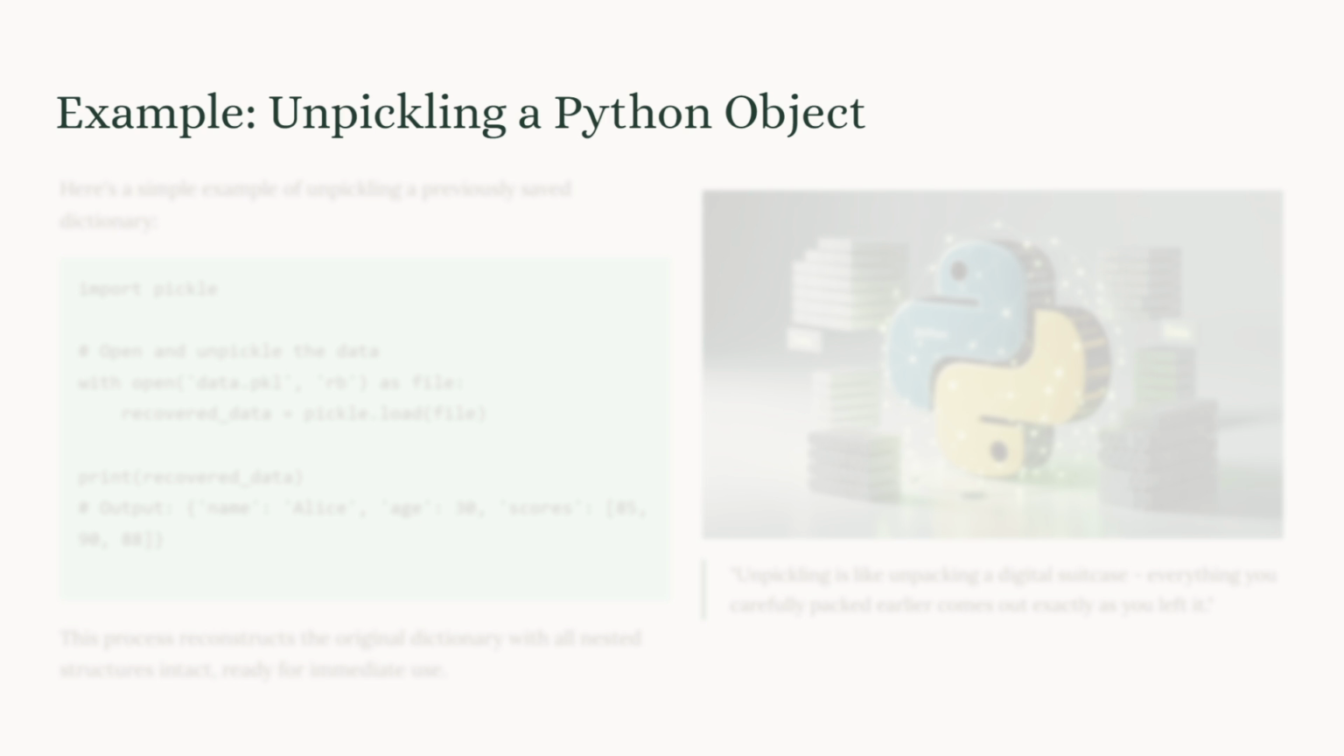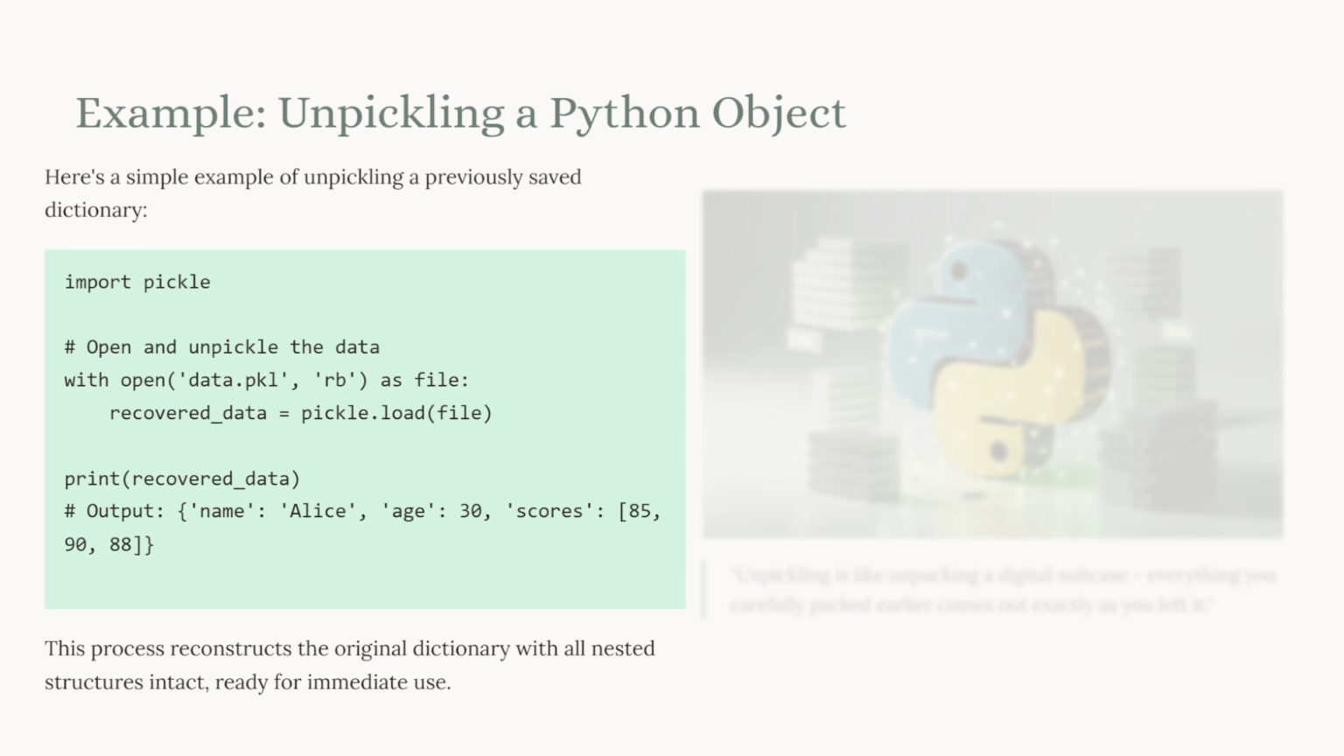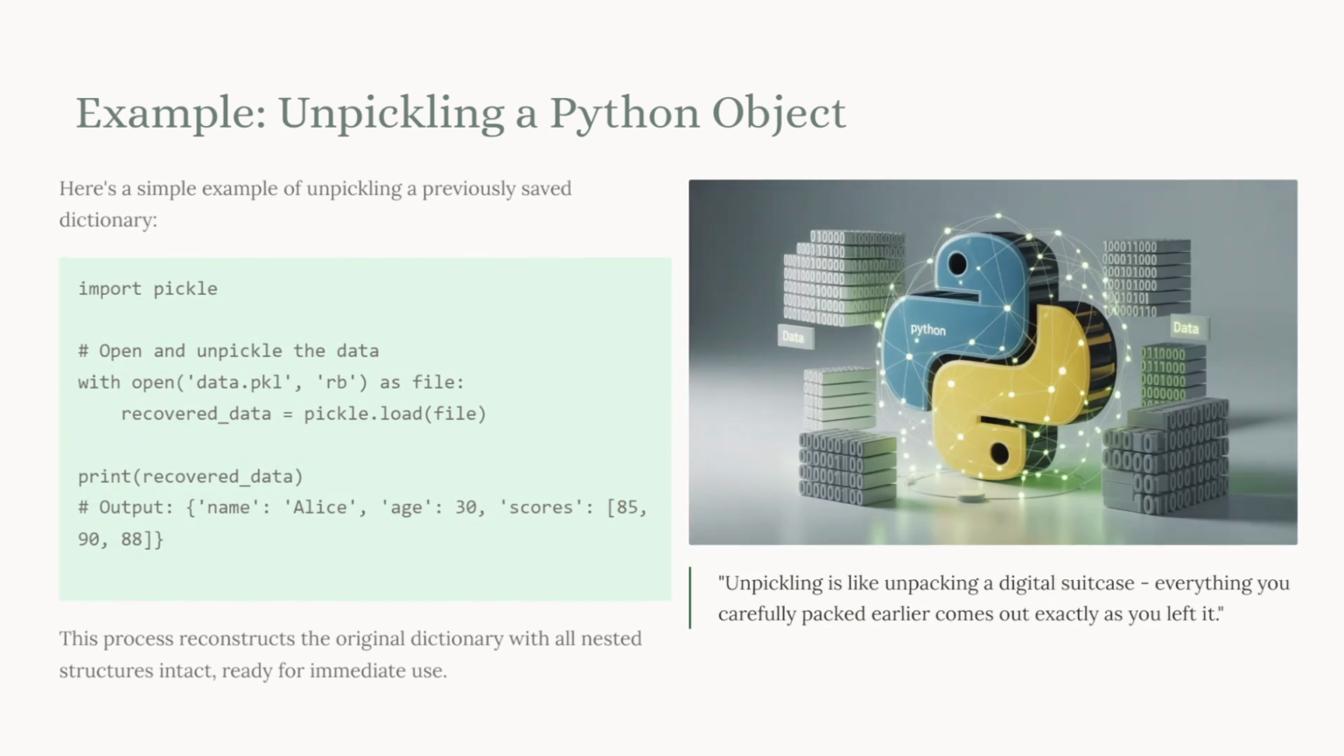So here's an example of unpickling a Python object. Here's a sample code of unpickling a previously saved dictionary, where this process reconstructs the original dictionary with all nested structures intact and ready for immediate use. We do the import pickle, and then we open and unpickle the data, and then we get this output. Try this out in your VS Code and do let us know how it went.